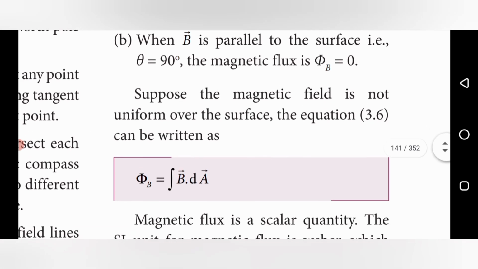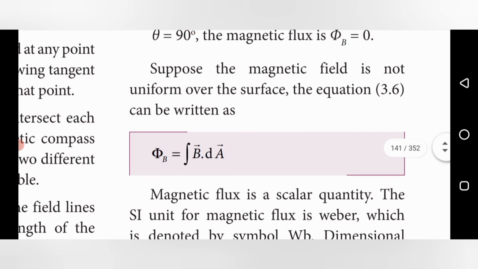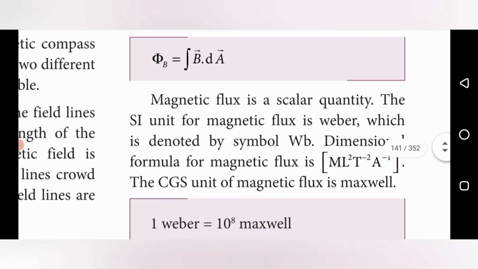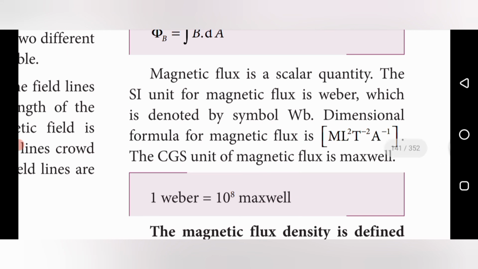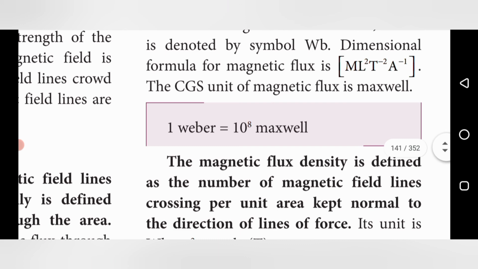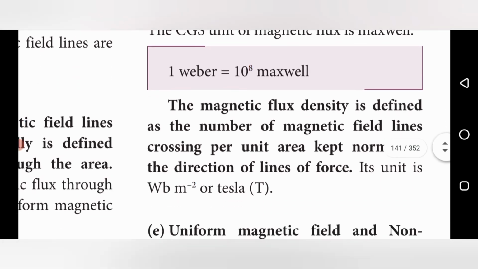Suppose the magnetic field is not uniform over the surface. Then the equation can be written as psi is equal to the integral of B vector dot dA vector, where dA is the change in area. So it is for an irregular surface. Magnetic flux is a scalar quantity. It is denoted by the symbol psi, and the SI unit of magnetic flux is Weber. There is also a dimensional formula for that. 1 Weber is equal to 10 power 8 Maxwell.